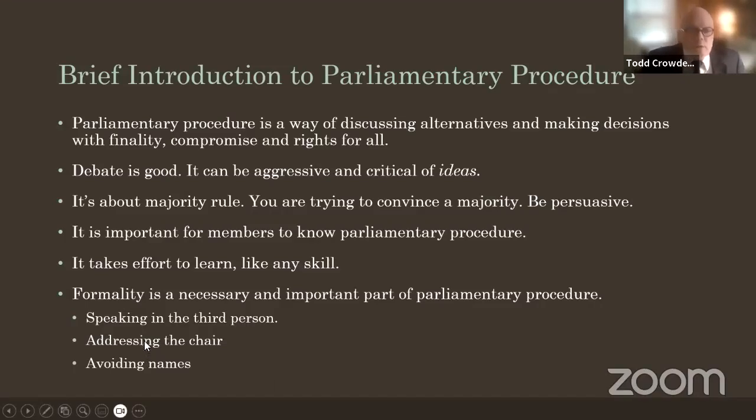Also, you address the chair, not another member. So you don't get two people going, "You're lying, no, you're lying, no, you're lying." You can't say somebody's lying anyway. Or you said, "You're wrong, no, you're wrong, no, you're wrong." No, you can't talk to each other at all. You have to phrase it when you're speaking in debate as though you're talking to the chair.